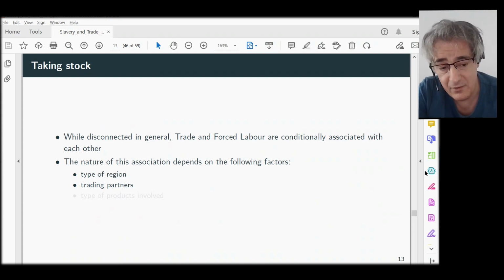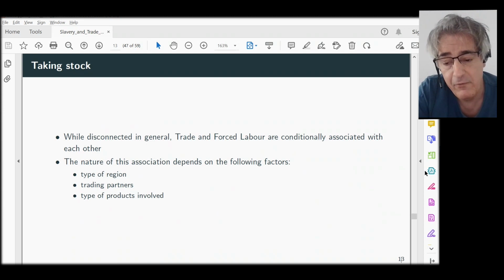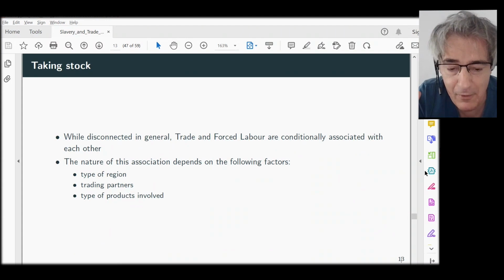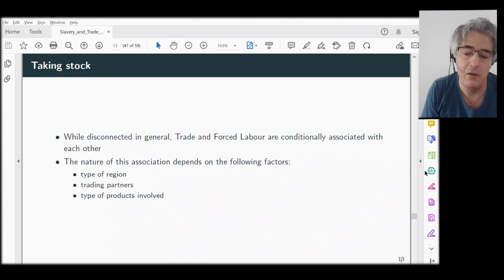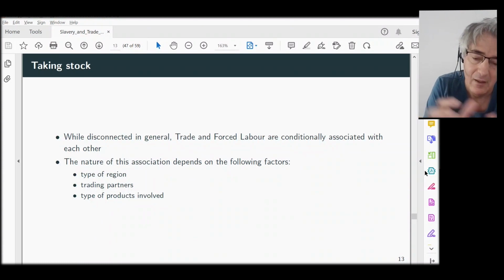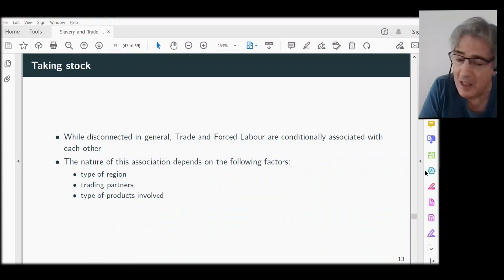So trading partners matter, and also the type of products involved, because in the end, using forced labor is like the result of a rational decision, where the slaveholder is pondering the risk of being caught and captured and the benefits of using cheap labor. Well, so we would expect that this is more important for products that use labor more intensively. So products for which we actually need to have these people working, and if you can have them working for free, regardless of your moral concerns, you would do it.